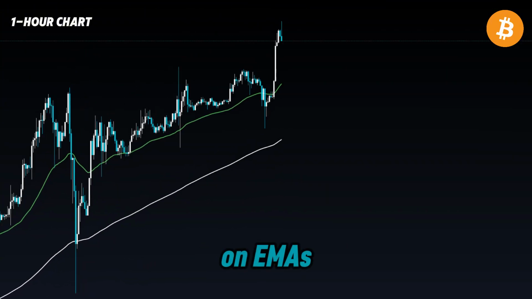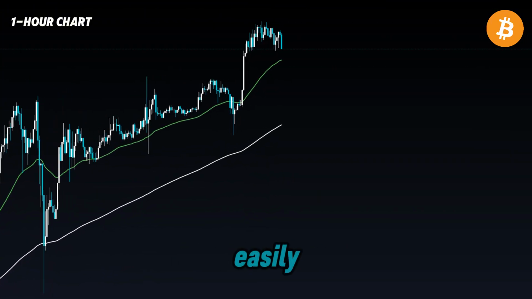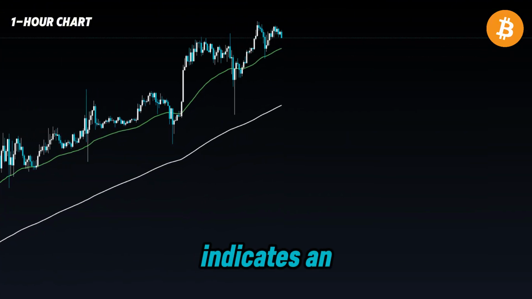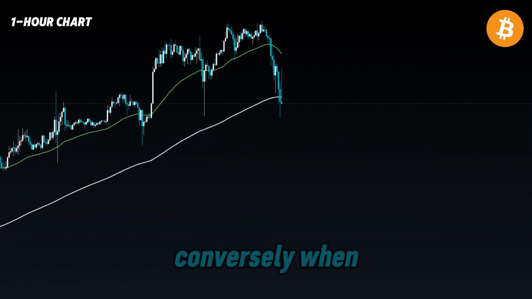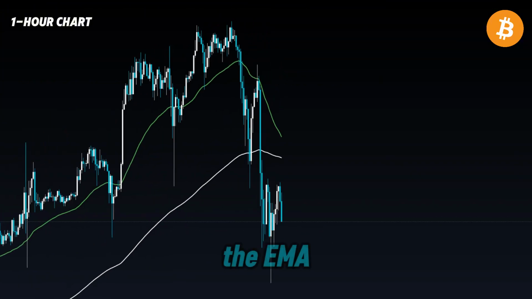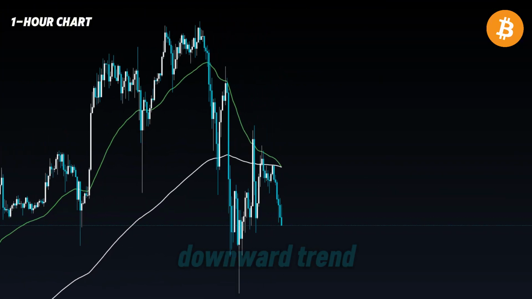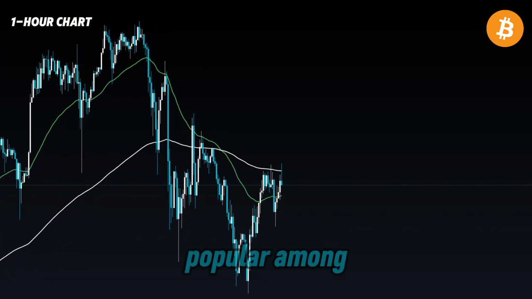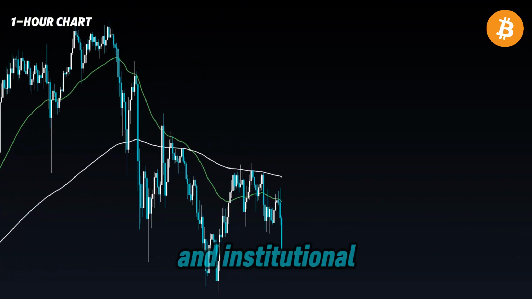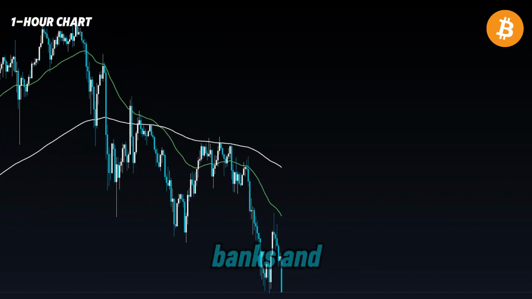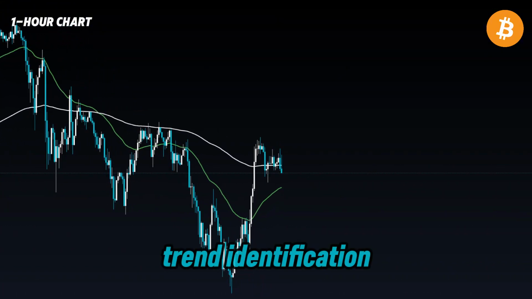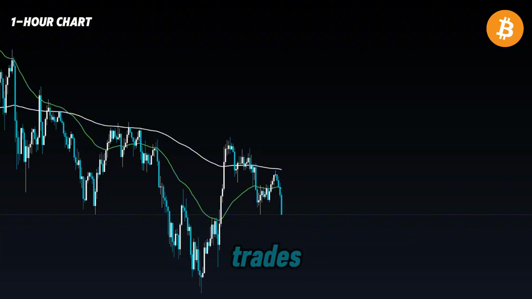Traders rely on EMAs to identify trends more easily. When the price is above the EMA, it often indicates an upward trend. Conversely, when the price is below the EMA, it may suggest a downward trend. The 50 EMA is particularly popular among both retail and institutional traders, such as banks and hedge funds, making it a critical tool for trend identification and decision-making in trades.